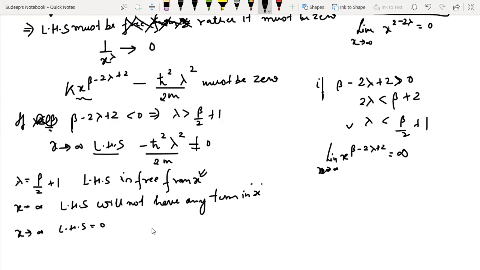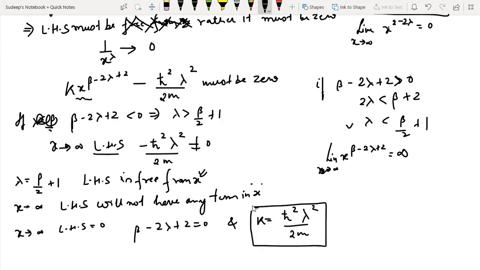So what does it imply? It implies that beta minus 2 lambda plus 2 should be equal to 0, and this k should be equal to hk square lambda square upon x. However, this was not asked in the examination, but this should be another condition. Otherwise, there would be no consistency. However, only the relation between lambda and beta was asked. So lambda should be equal to beta by 2 plus 1.